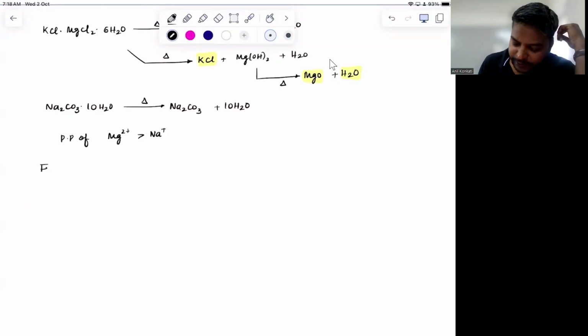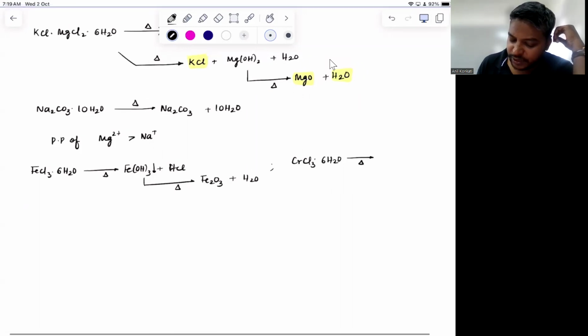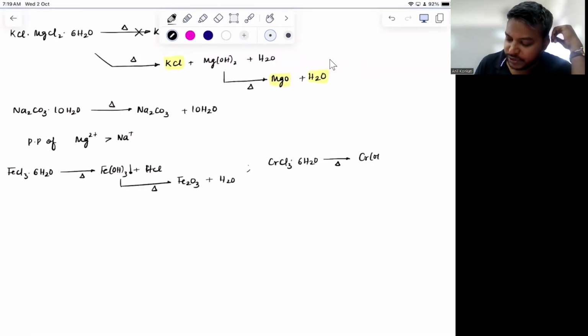So even if you have FeCl3·6H2O, on heating it will convert into Fe(OH)3 as a precipitate plus HCl. And this on further heating will convert into Fe2O3 plus H2O. Even CrCl3·6H2O, on heating will give you Cr(OH)3 plus HCl, and this on further heating will give you Cr2O3. Okay.